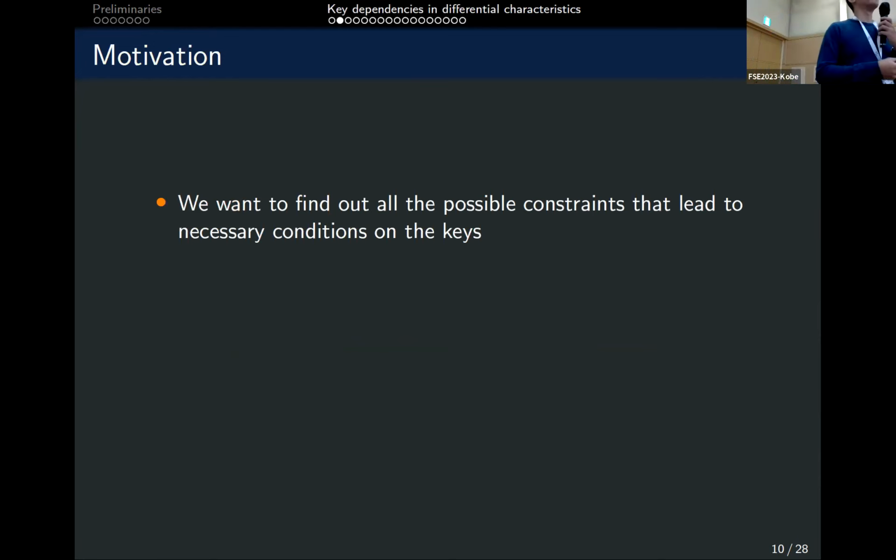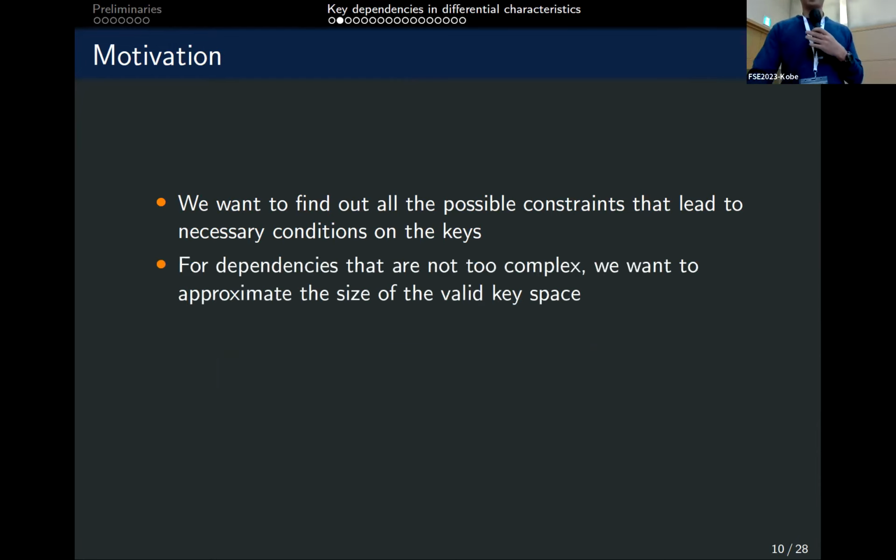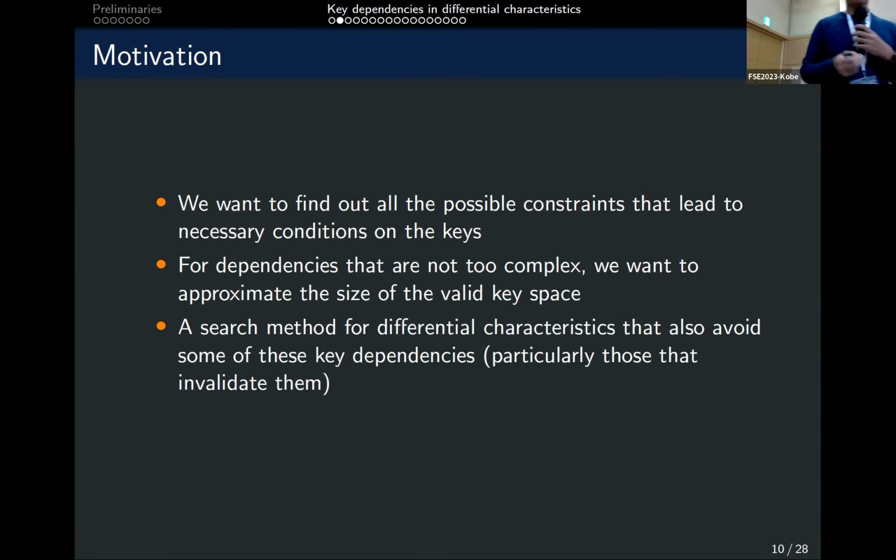Now we'll look at the motivation for this paper itself. What we want to do is find out what actually goes on underneath all these dependencies on the keys. Ideally, we want to find all the possible constraints and lead to the necessary conditions on the key. When the dependencies are not too complex, which is generally the case when a characteristic is not so dense or the probability is pretty good, you want to know the size of the key space, as well as the probability distribution of the characteristic itself. The next thing is we want a search method that allows us to incorporate all these constraints that we'll be talking about afterwards, so that we can find characteristics that avoid having these singular characteristic components.